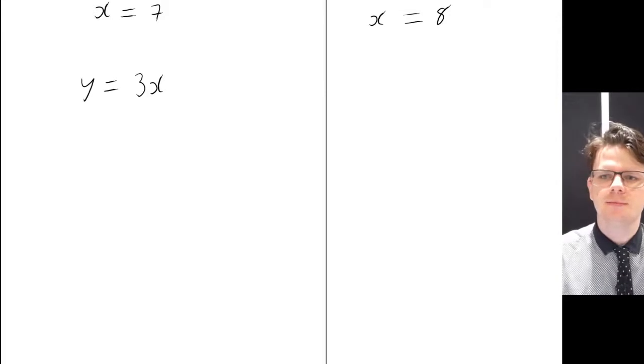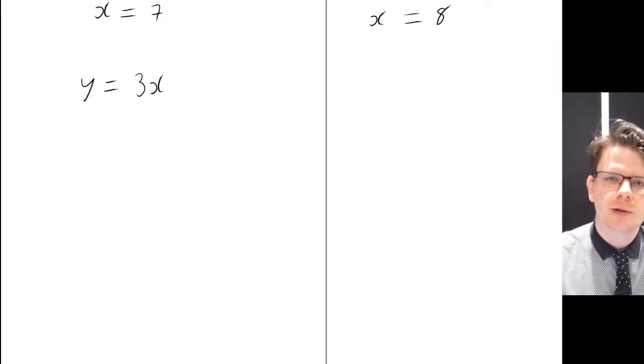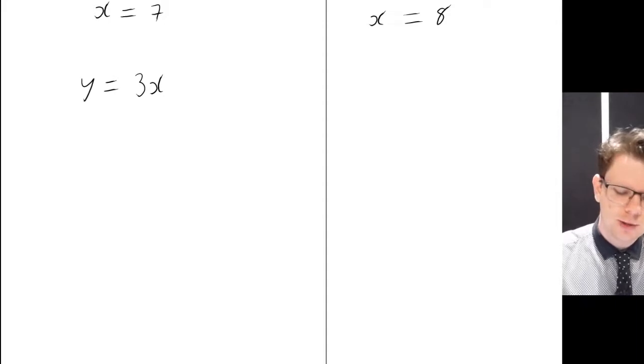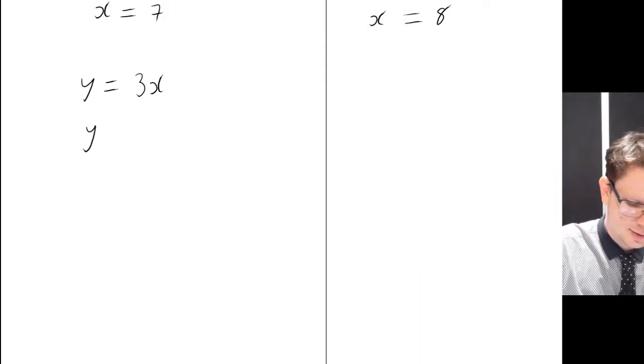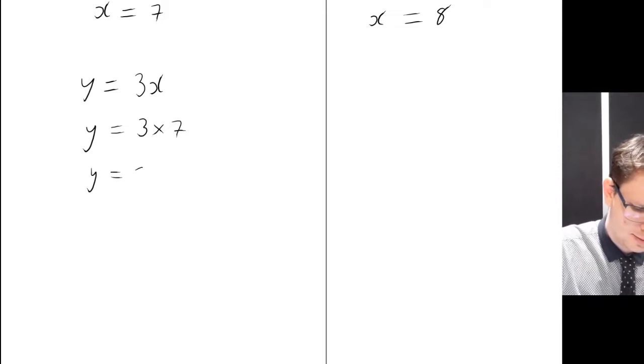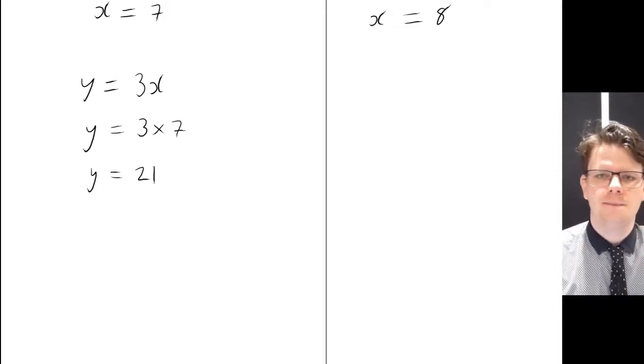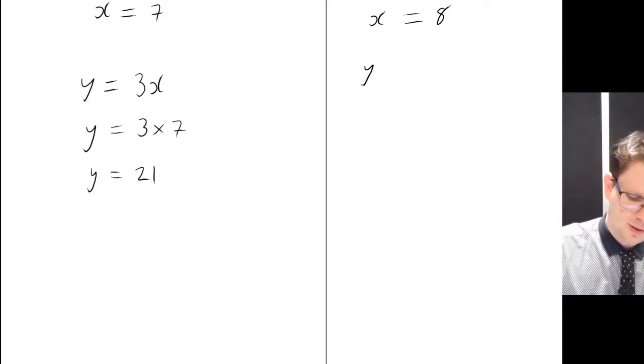Now what does this mean? Well, we've used formulas that look like this before. We should remember that when we write numbers and letters next to each other, or letters and letters next to each other, with no symbol, it means multiplication. So this is really saying y equals 3 times x. When I substitute in, I get 3 times x, 3 times 7, 21.